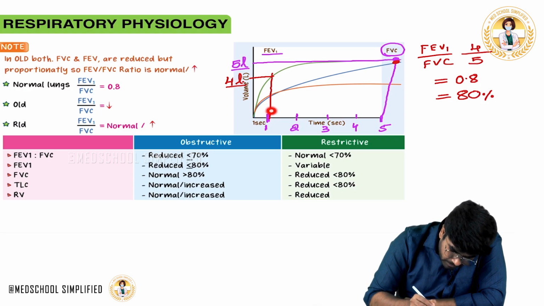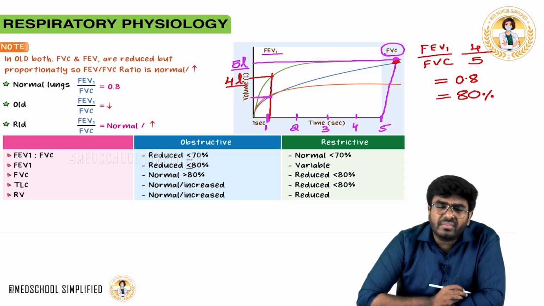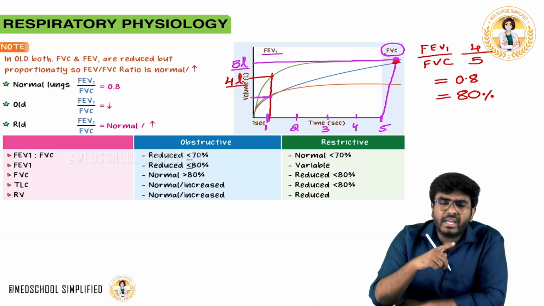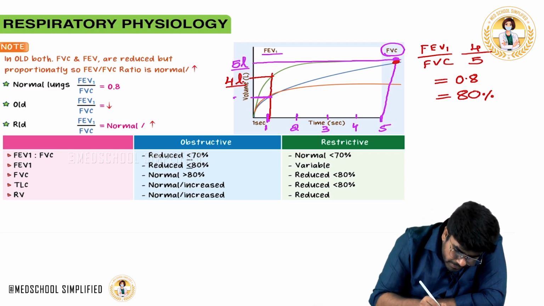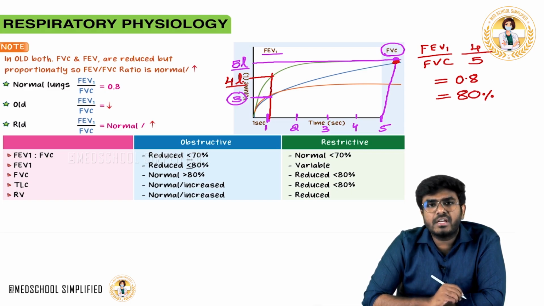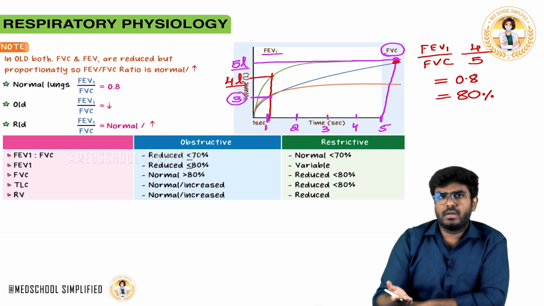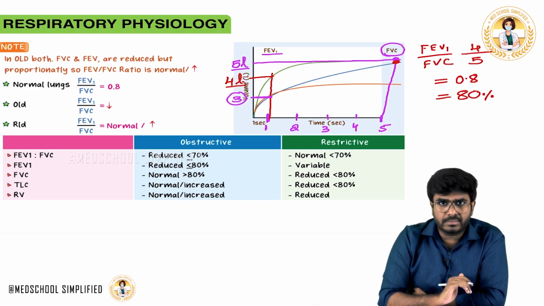So in the first second, please look at the blue color graph. Is he able to take out 80% of the air out of 5? Is he able to take 4 liters of air out of his lungs? No. He can only take maybe 3 liters of air. So what happened to the FEV1 by FVC ratio? Automatically decreases. It's not 80% now. It may be 60% or 50%.